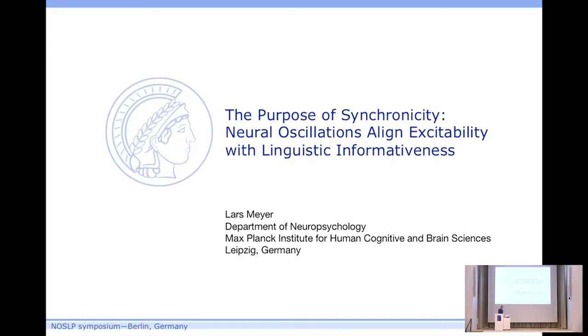Because as a linguist, I always was puzzled when I read many of your papers that most of the data that have been published so far basically show a temporal alignment between speech rhythms and internal brain rhythms, right? But the goal of all this is understanding what someone has said. It's decoding of a message. It's understanding the symbolic content of it, right? And what's the purpose of all this time locking, phase locking in terms of understanding something? So that's why it's called the purpose of synchronicity, neural oscillations. And I believe neural oscillations align neural excitability with high-level linguistic informativeness.